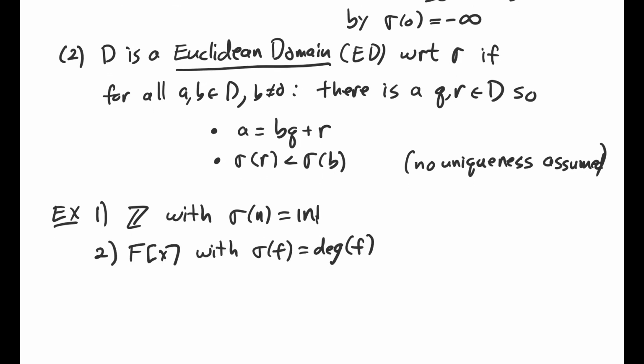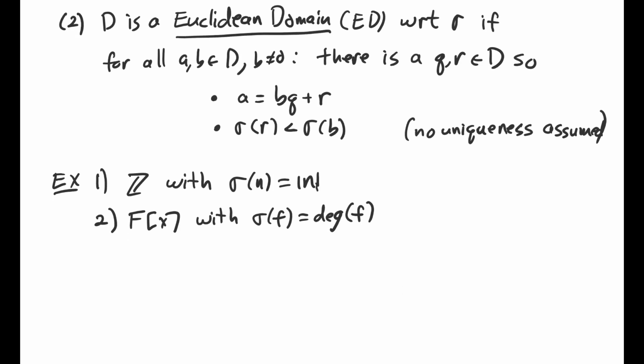All right, then we have another example: the set of polynomials over a field, F[x]. Here the size function is just the degree of the polynomial. And this was the type of long division you did with polynomials, I don't know, back in 7th grade or something, and you were just demonstrating that it was a Euclidean domain where the size function was the degree.